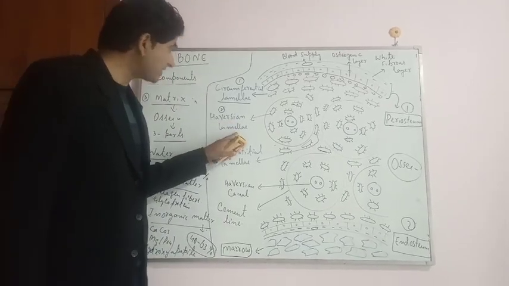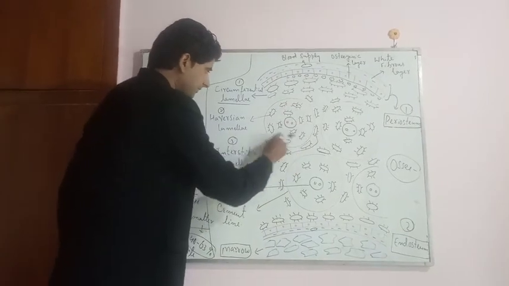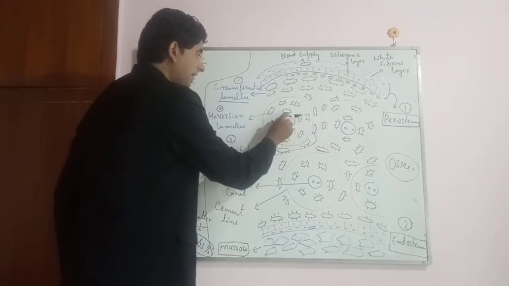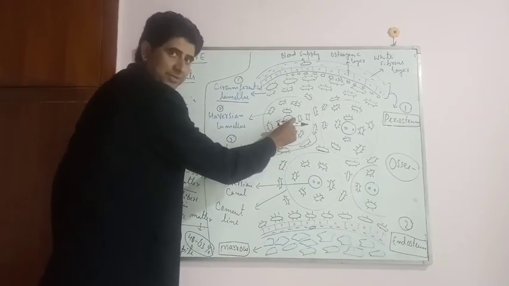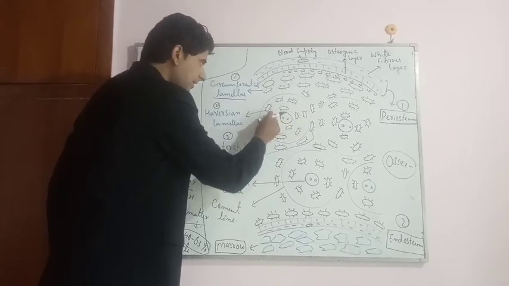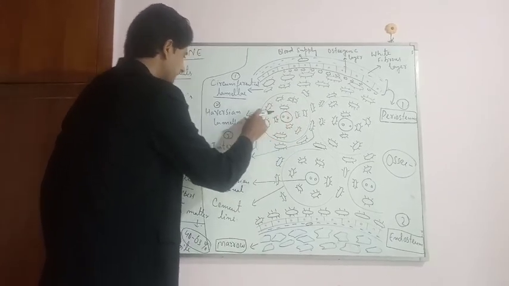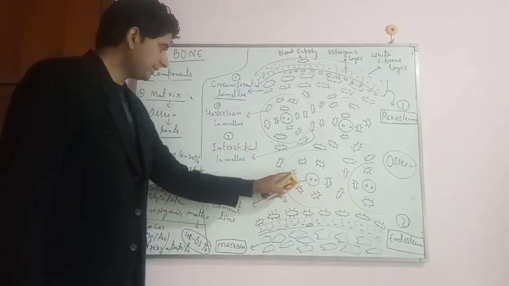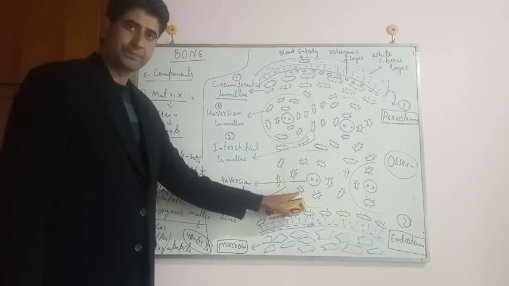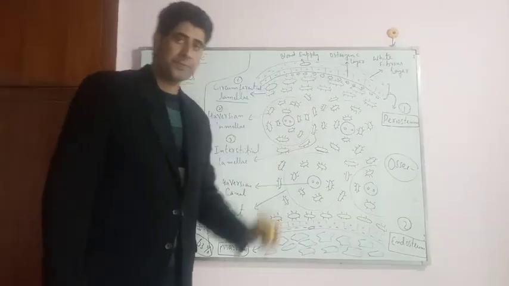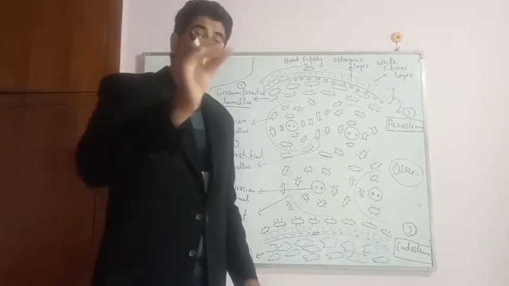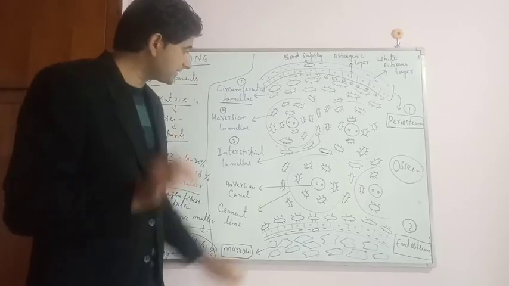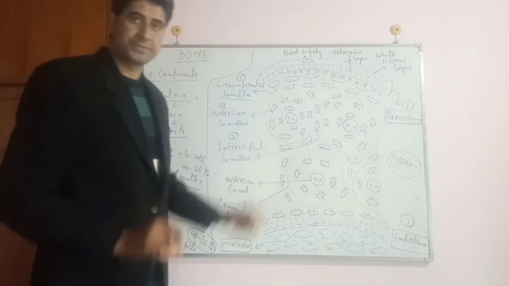Whereas the Haversian lamellae occurs around the Haversian canal. This one is the Haversian canal, and around this are the lamellae. Those lamellae we call Haversian lamellae. What does the Haversian canal mean? It is a canal which passes the nerve supply as well as the blood supply, so as to provide nourishment as well as gases to the bone on the inner side.